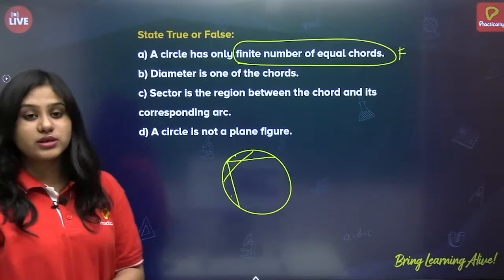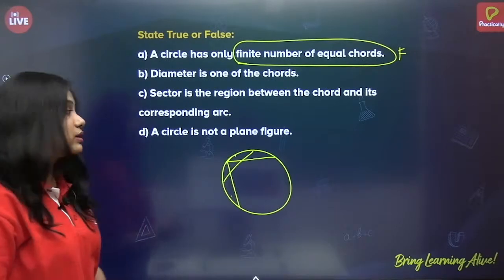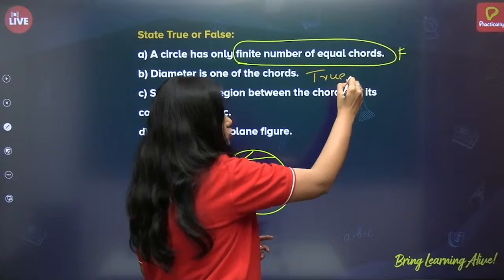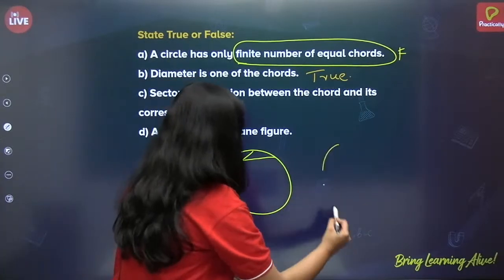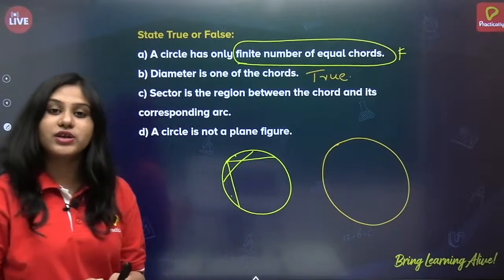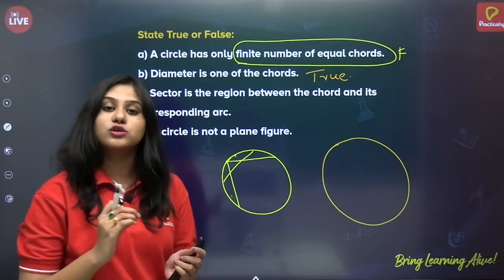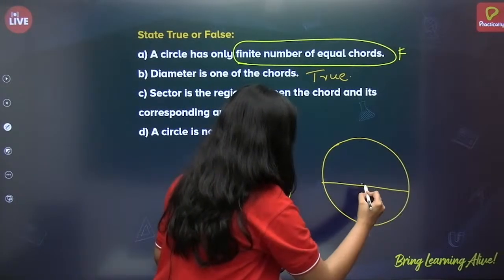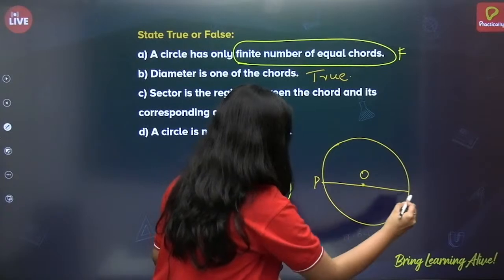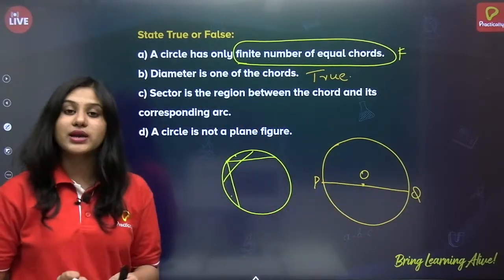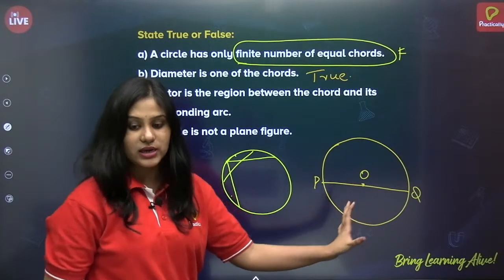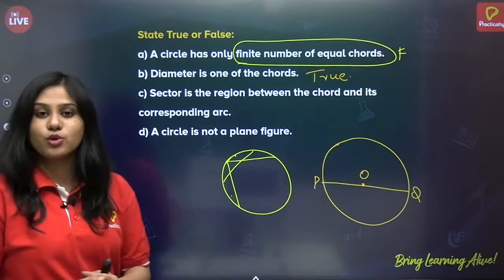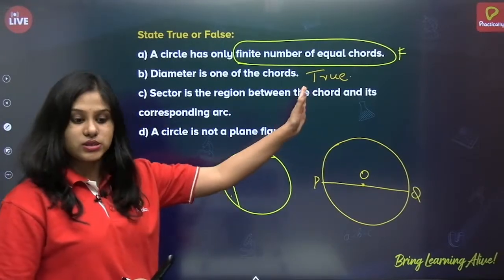Okay, diameter is one of the chords, yes or no? Of course, diameter is one of the chords. This is absolutely true. Why? Let us see. So, let me take a circle. And what is the definition of a chord? The line segment where the two endpoints lie on the circle, correct? So, if we draw the diameter, let me just take this as center and this is PQ. So, PQ is the line segment where the ends are on the circle, correct? So, of course, PQ is the chord. It's also a diameter. So, of course, diameter is one of the chords and the given statement is true.